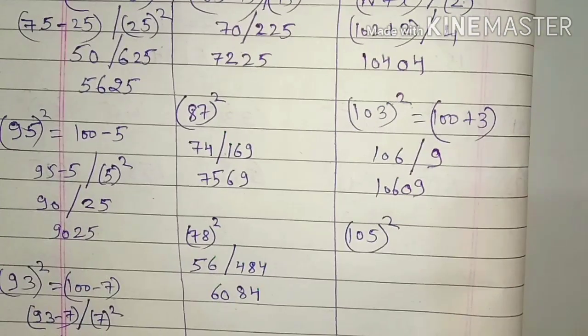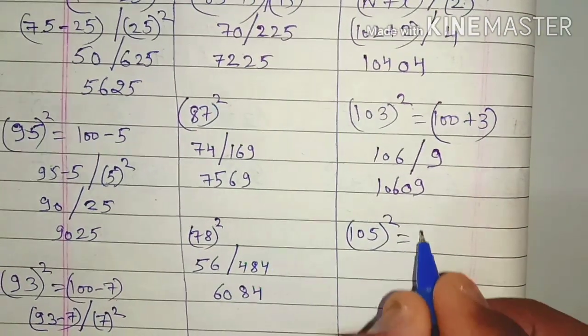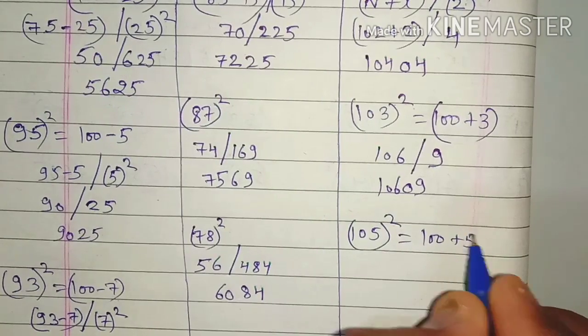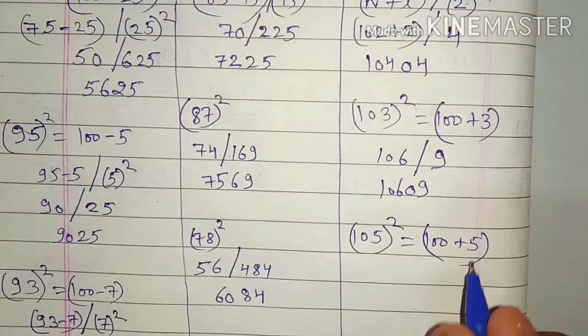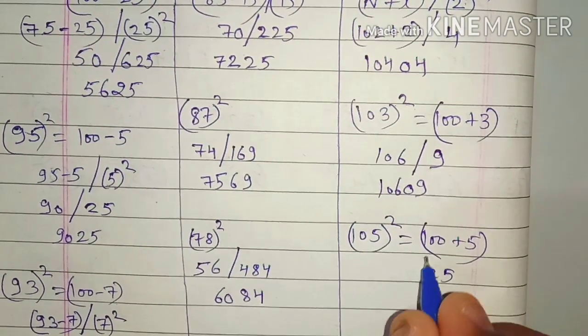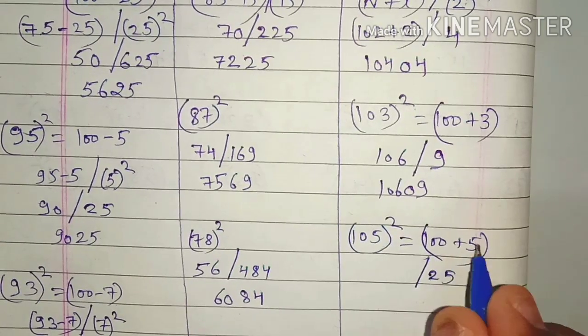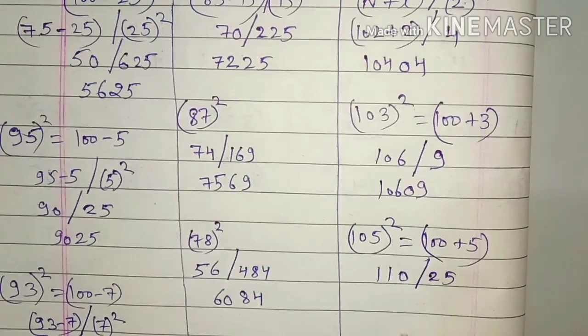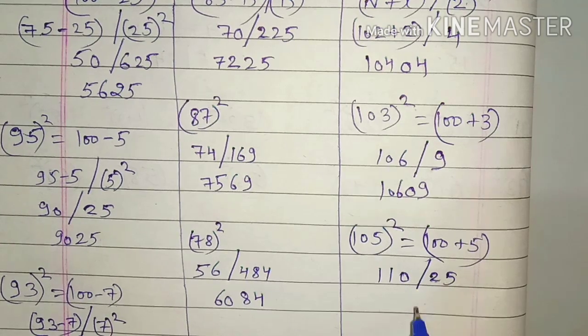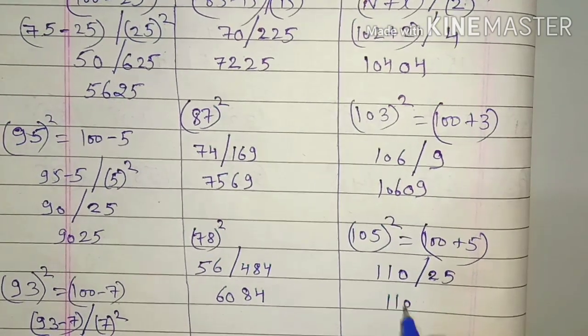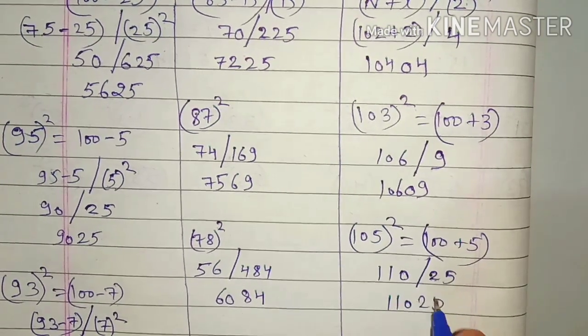One more example, 105 square. To find 105 square, what do we write? It is 5 more than 100. Square of 5 is 25, and 105 plus 5 becomes 110. So there are 2 digits, no need to change, it will be 11025.